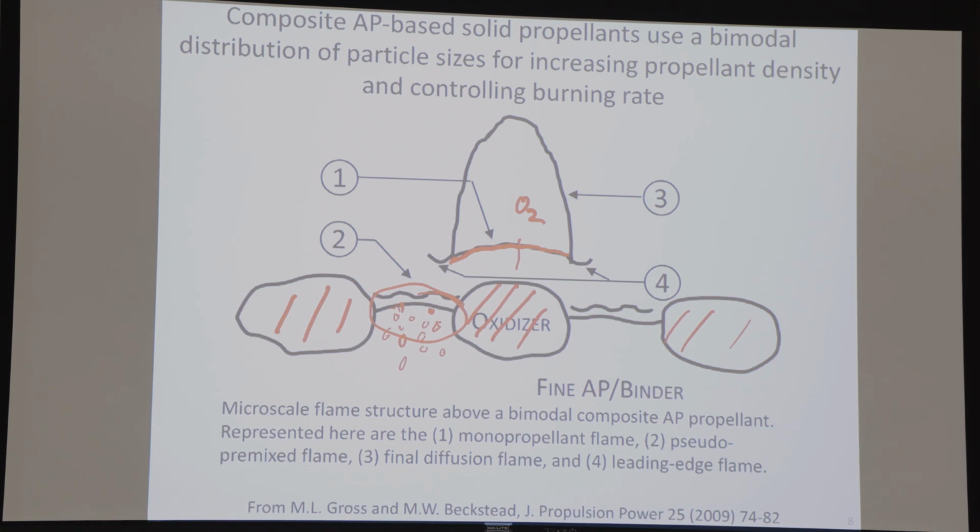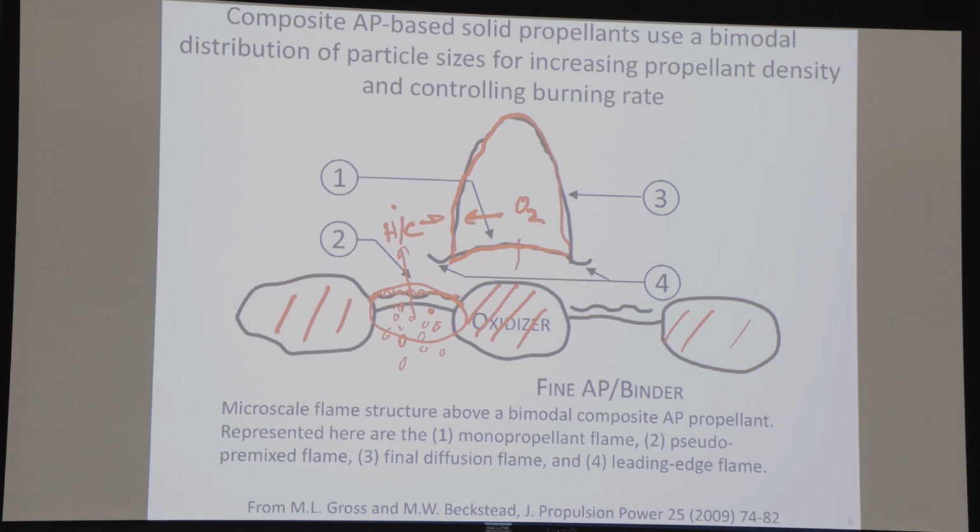And I get then what looks like a pre-mixed flame that's very fuel-rich. So off of this, I got excess hydrocarbon, but it still burns like a pre-mixed flame. So now I got a lot of a fuel-rich mixture coming off this, a lot of hydrocarbon, and here I got a lot of O2. So as they start to diffuse towards each other, I form a diffusion flame above the surface of the large AP crystals.